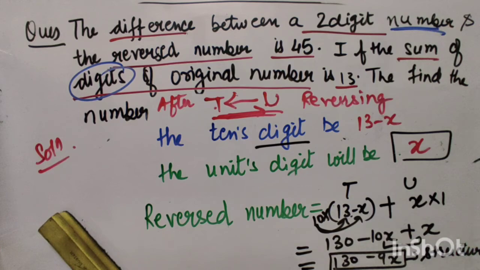the reverse number. Right, children? What did we get? We got the structure of the reverse number. So now we have the reverse number, and we already found the original number.